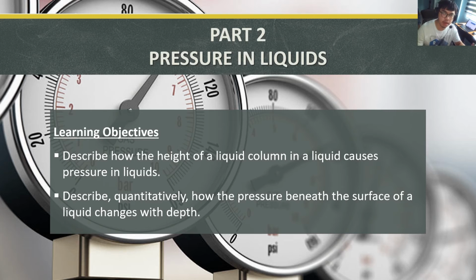So to summarize part 2, you need to understand where liquid pressure comes from. Liquid pressure comes from the weight of the liquid column on top of a certain point. So if you go deeper, there is more liquid on top of you, and therefore a greater pressure is exerted on you. And you need to know also that the pressure beneath the surface of a liquid changes with depth. So if you go deeper, that means there is higher pressure.